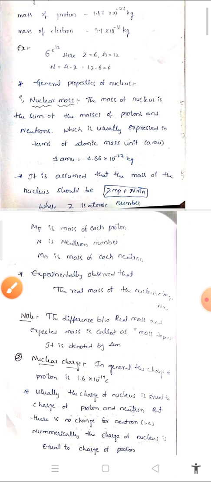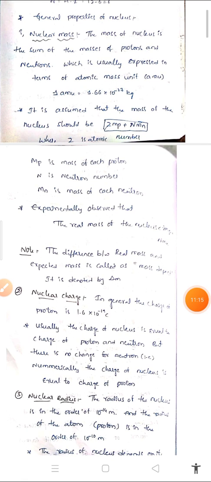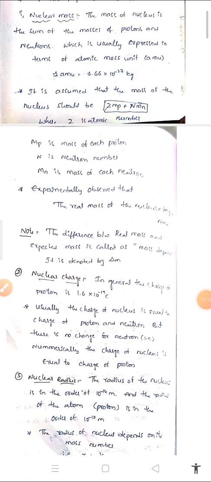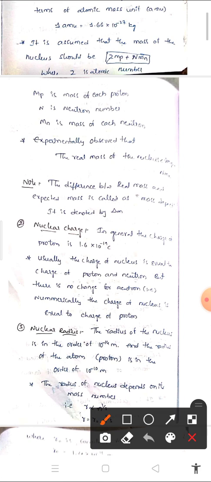Okay. Now, remember the nuclear mass formula. Next, coming to the nuclear charge. How can we define the nuclear charge? In general, you have the charge of the proton, right? The charge of the proton is the same as the electron, 1.6 into 10 to the power of minus 19, but the proton has positive charge, that is why it is plus 1.6 into 10 to the power of minus 19 coulombs. Now the charge of the nucleus is equal to the charge of the proton.